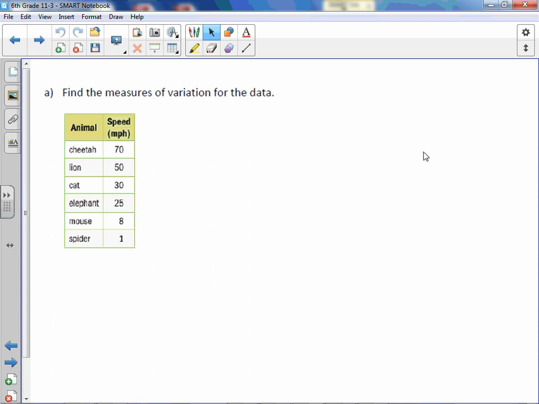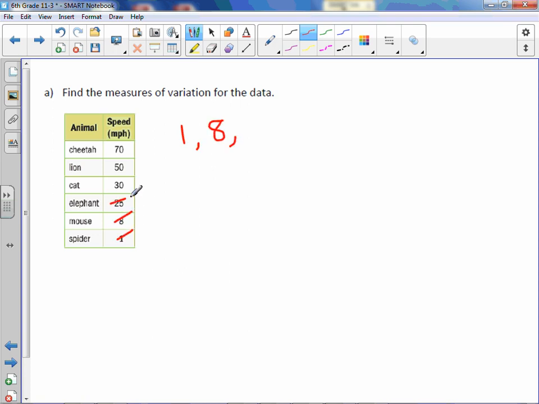So let's take a look at a problem here. Find the measures of variation for the data. The first thing you're going to do is to order your data from least to greatest. So let's go ahead and do that. We have 1, 8, 25, 30, 50, and 70.